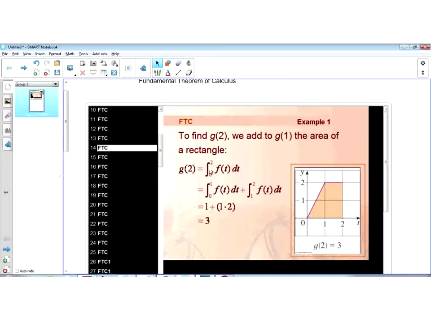G of 2, you'll have to add the area of the rectangle. So g of 2 is the integral from 0 to 2 of f of t dt, which we can split into a sum of two integrals using the properties of the integrals, from 0 to 1 and from 1 to 2, and so that would be the area of the triangle plus the area of the rectangle, which is 3. And notice how we split. The split comes from knowledge of properties of the integrals. We can split the integral into a sum of two integrals. All right, so going forth, g of 3, I guess, right?